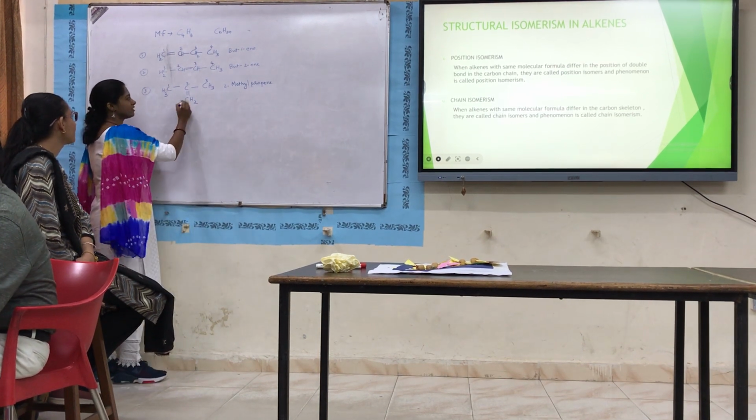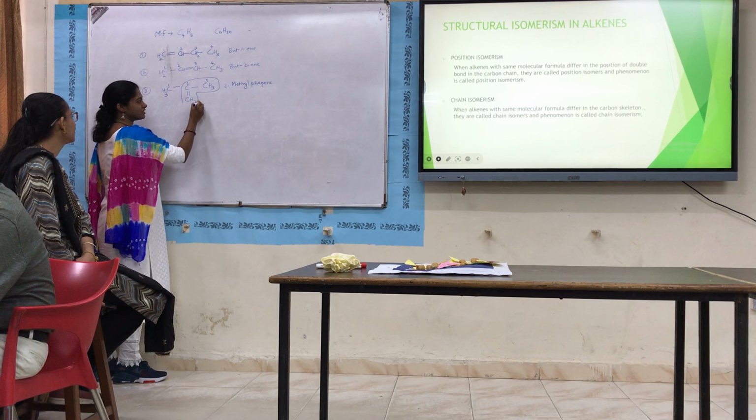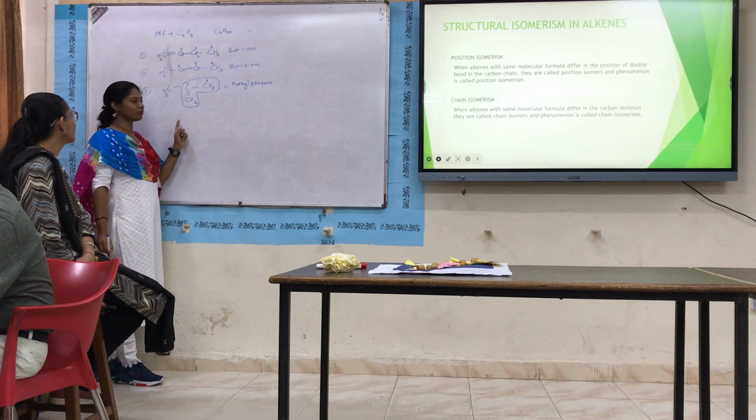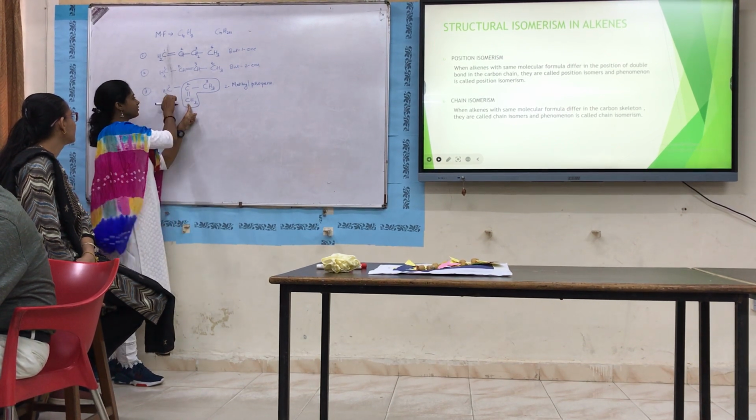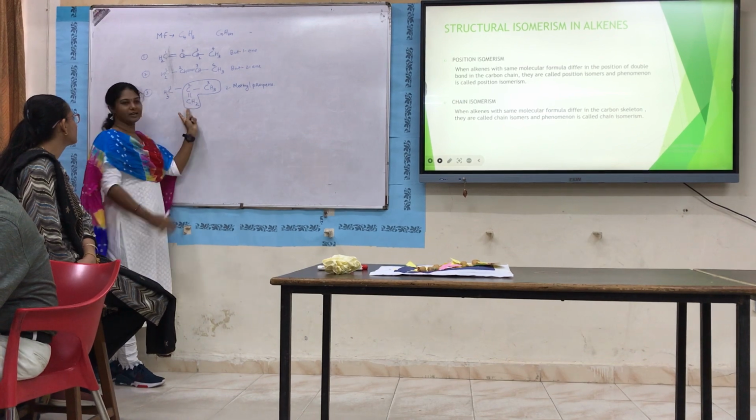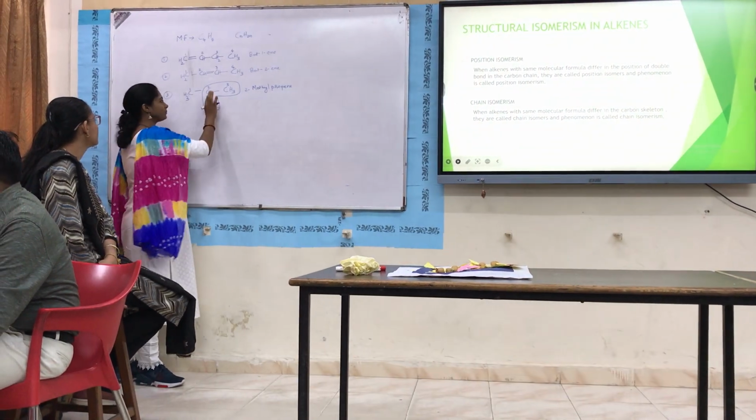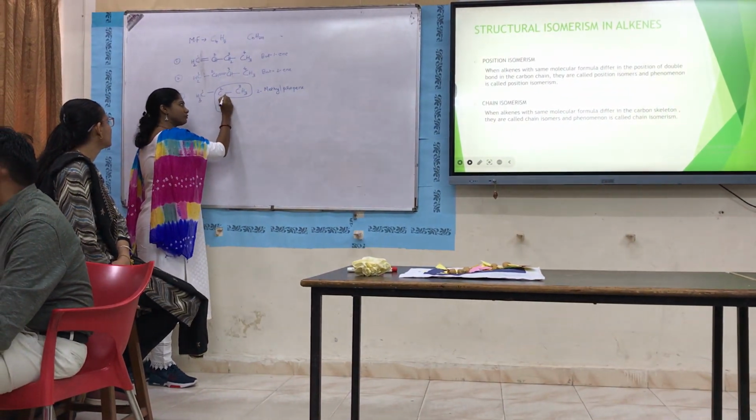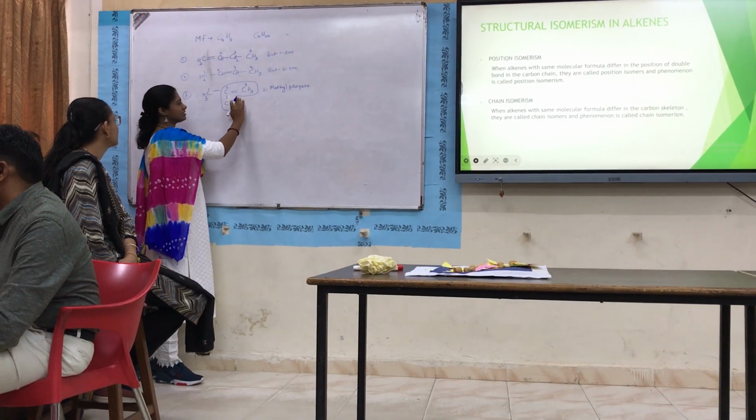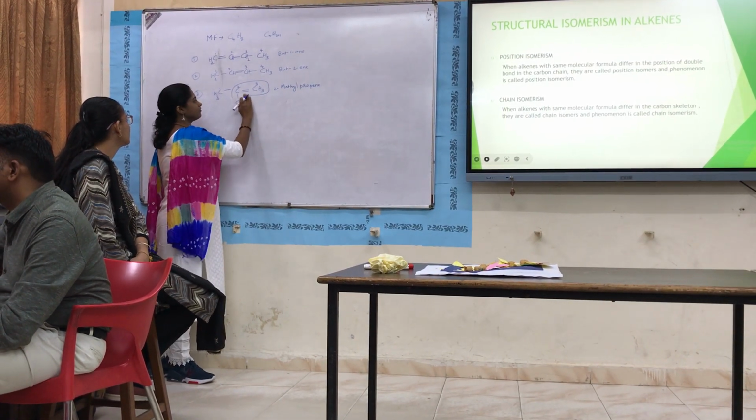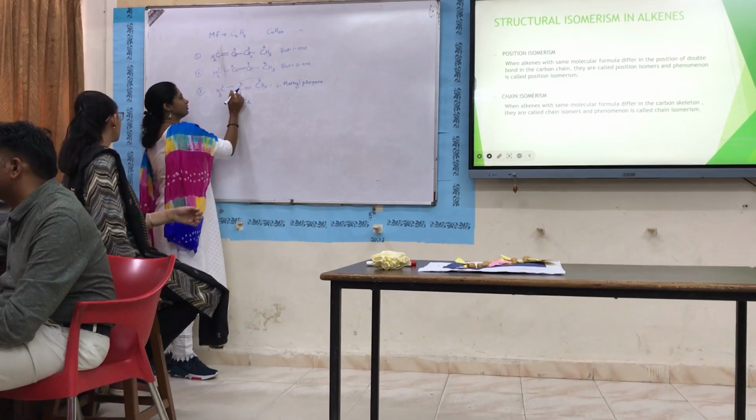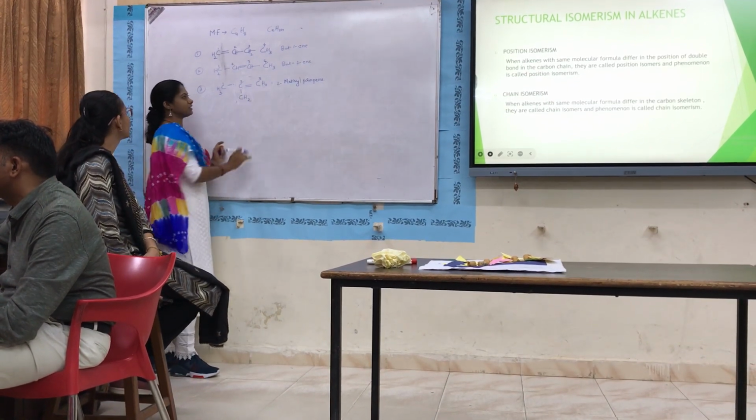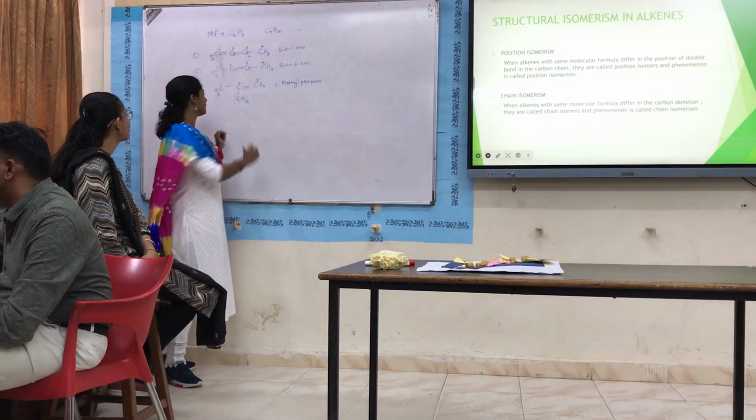It's the same because we are taking the parent chain. This will become our longest continuous chain of carbon atoms, the parent chain, and this will become the branch. So we are getting the same compound. Even if we keep it here also, the same thing happens. So with this arrangement we can have only one possibility, that is 2-methyl propene.